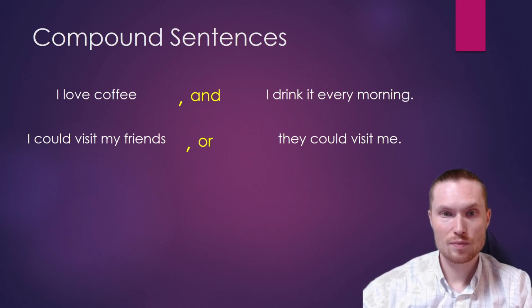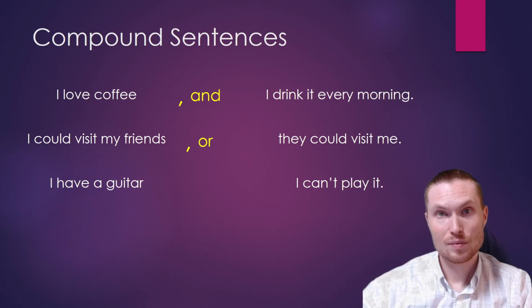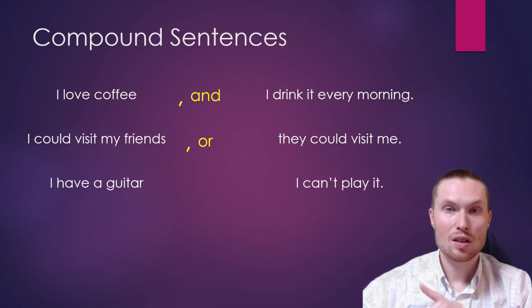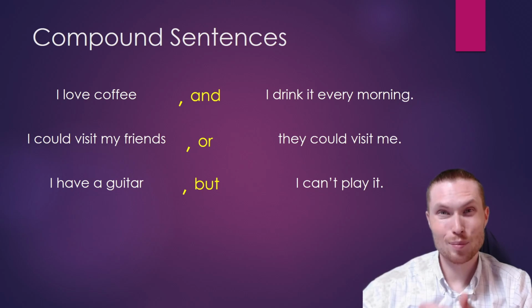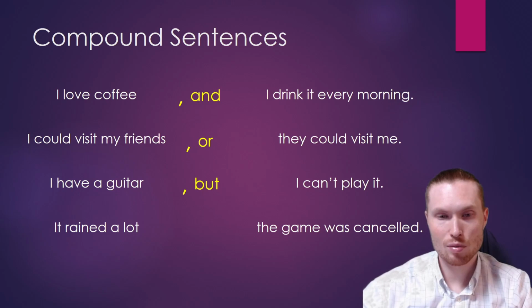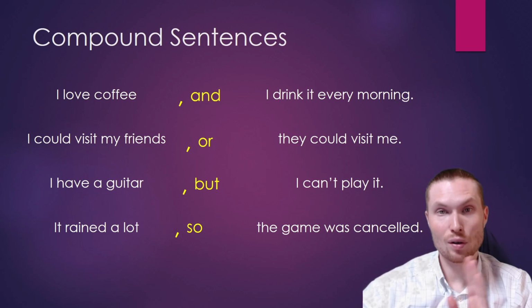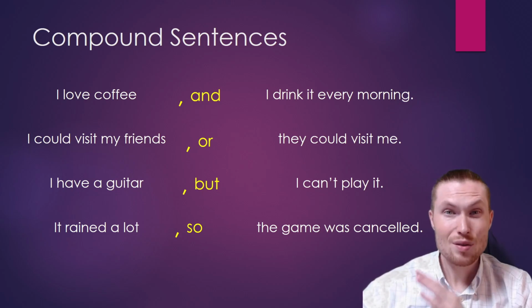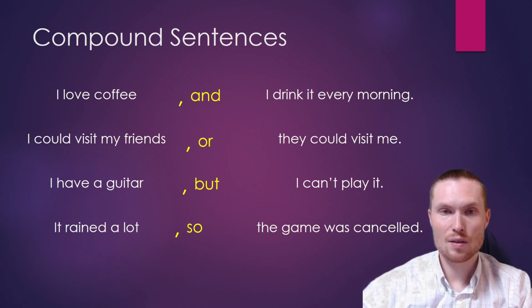2 choices. I have a guitar. I can't play it. So here are kind of different ideas. We can connect this with comma, but. I have a guitar, but I can't play it. Last one. It rained a lot. The game was canceled. So here there's a cause-effect relationship. Comma, so. It rained a lot, so the game was canceled. These are examples of compound sentences.